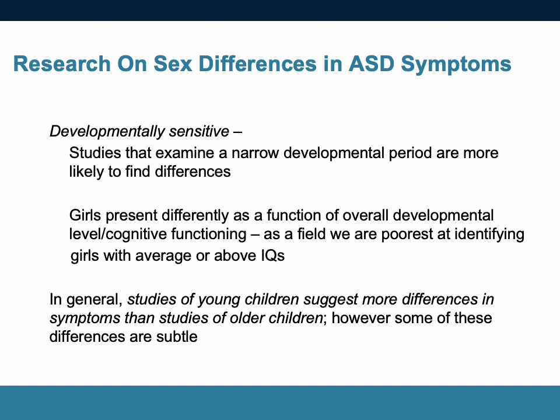We have several studies, for example, that instead of including anybody from the age of 4 to 25 and looking at symptom differences between males and females, those studies are only broadly helpful. We have several studies that look just at 2-year-olds or look at just 3 to 5-year-olds. We also need to pay attention to those studies that take into account the developmental levels of the individuals being assessed.